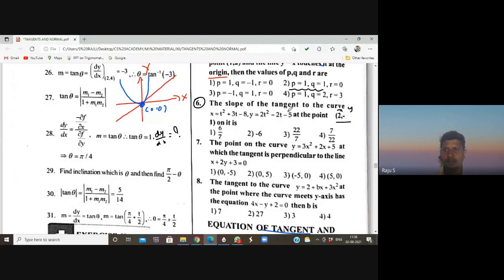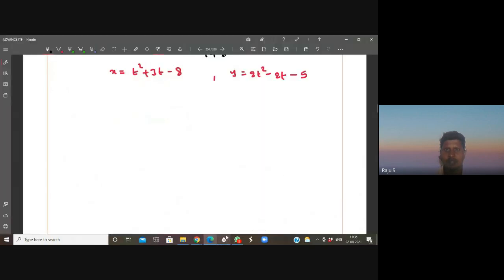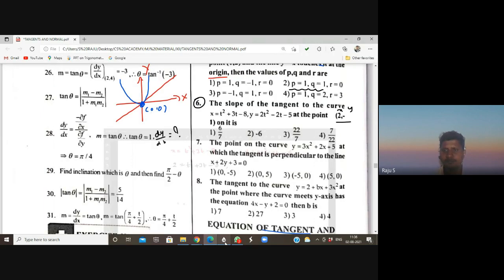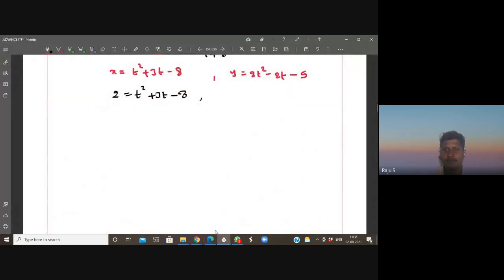So clearly this is passing through the point (2, -1). X is equal to 2, so 2 is equal to t square plus 3t minus 8. The y value is minus 1, so minus 1 is equal to 2t square minus 2t minus 5. So this is a quadratic equation we are going to get: 2t square minus 2t minus 6 is equal to 0.